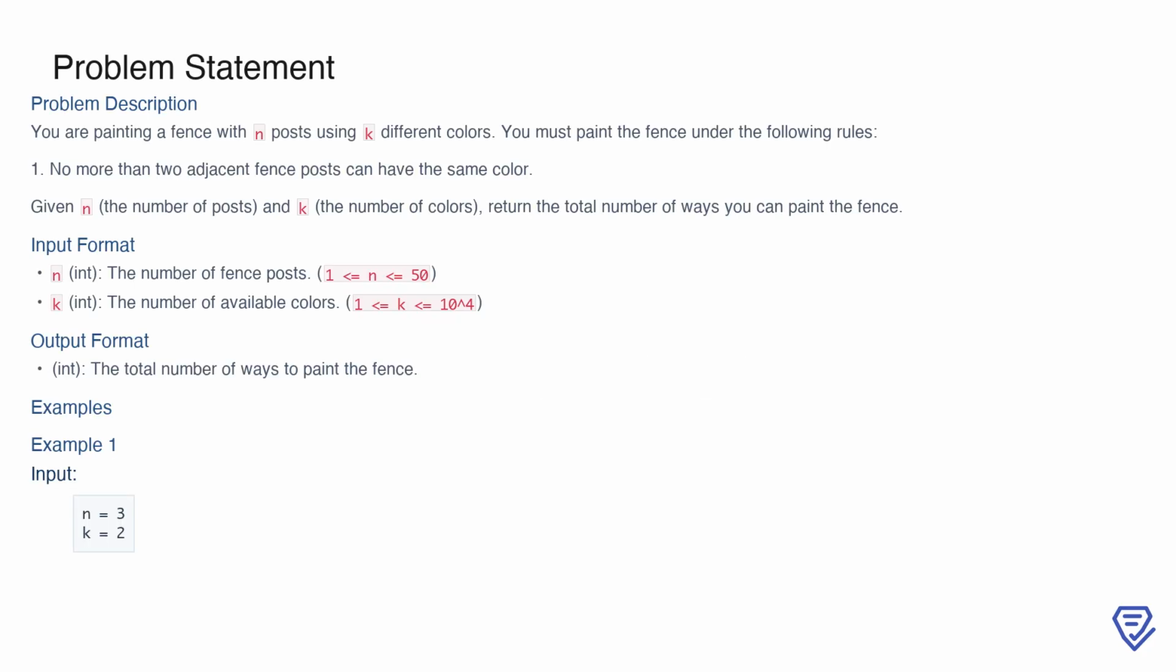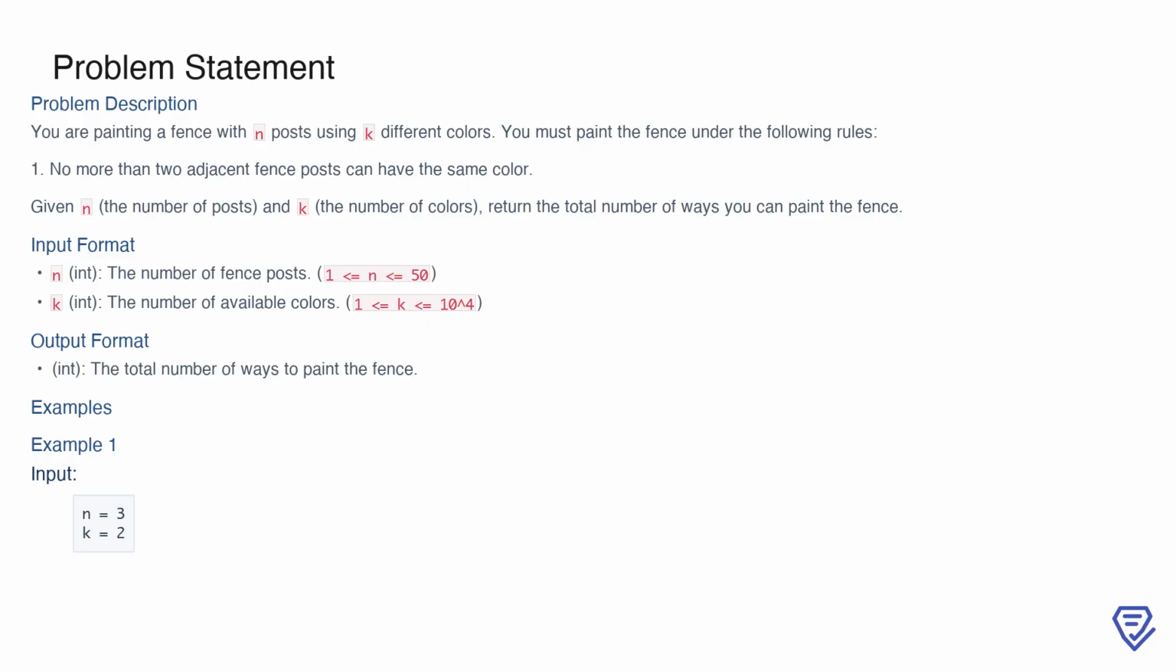The problem asks us to paint a fence with n posts using k different colors. However, there's an important rule to follow: no more than 2 adjacent fence posts can have the same color. This means that while painting the fence, we need to carefully manage the color choices so that the pattern remains valid. Given the input values n, which represents the number of posts, and k, the number of colors available, the goal is to calculate the total number of ways to paint the fence while adhering to this rule.